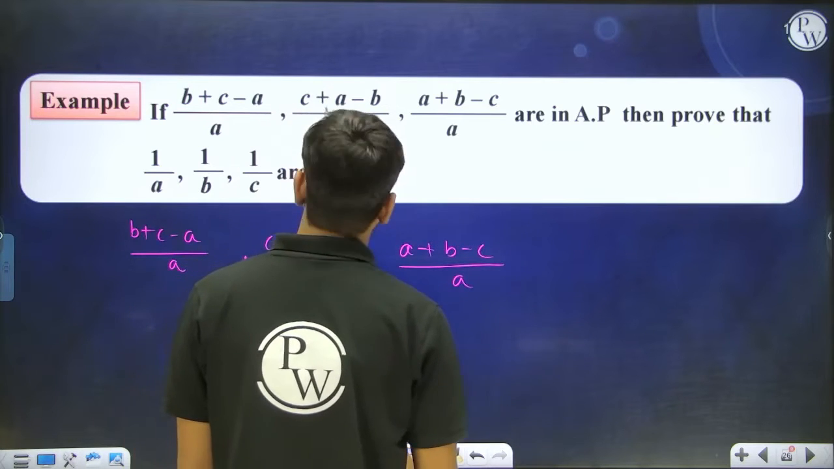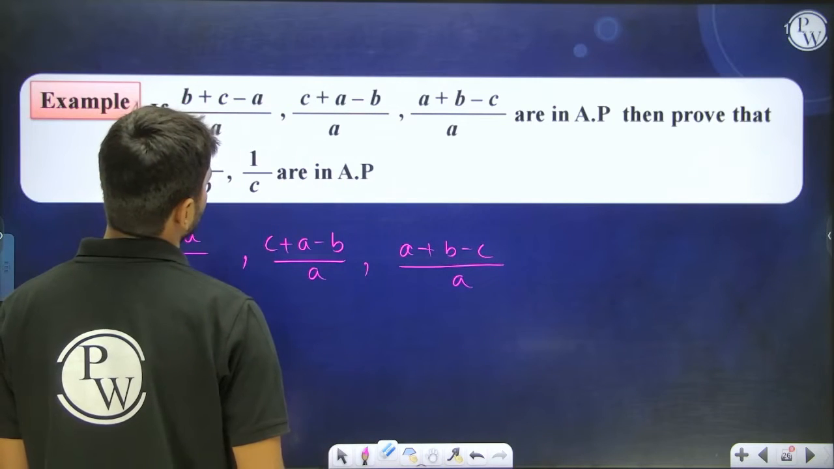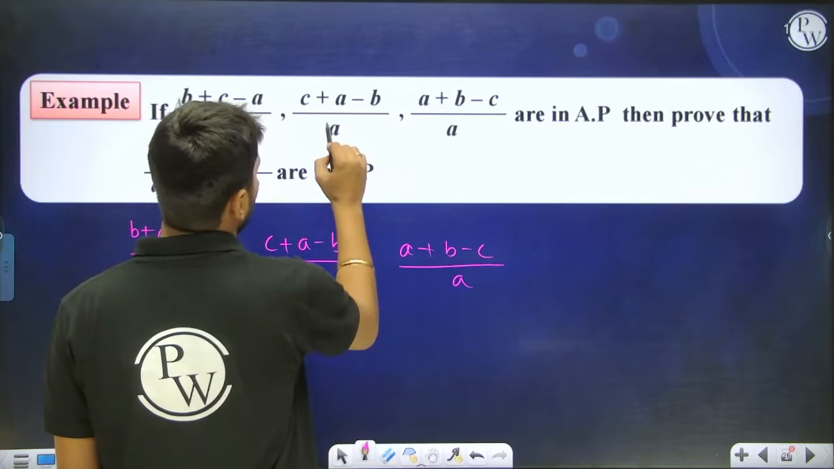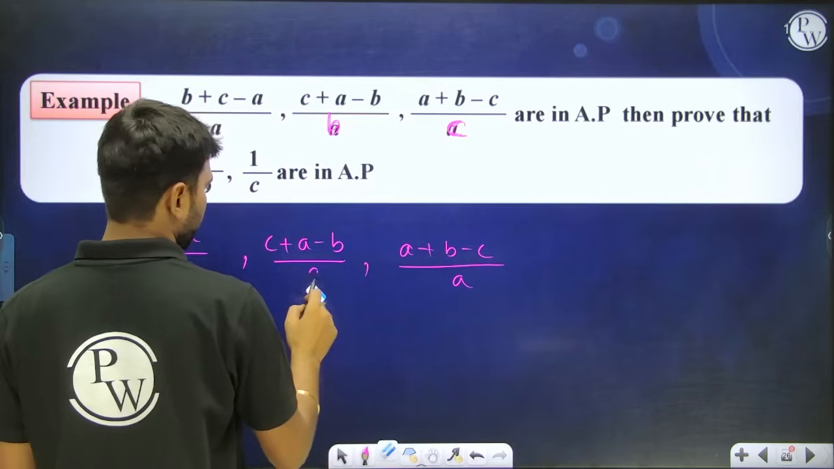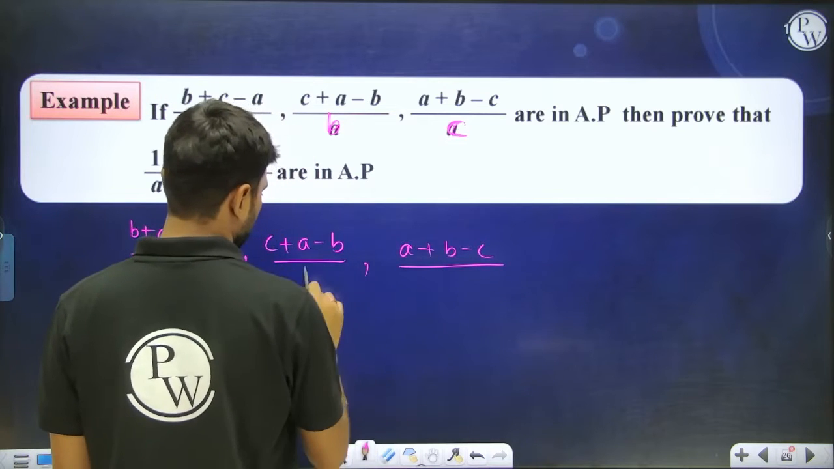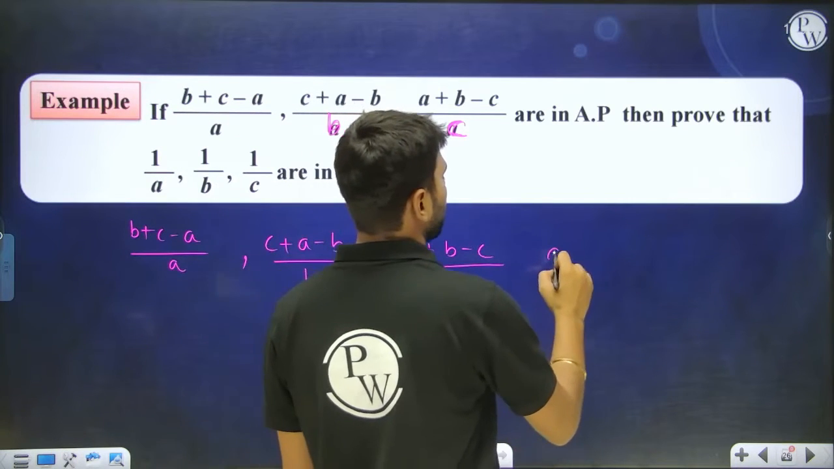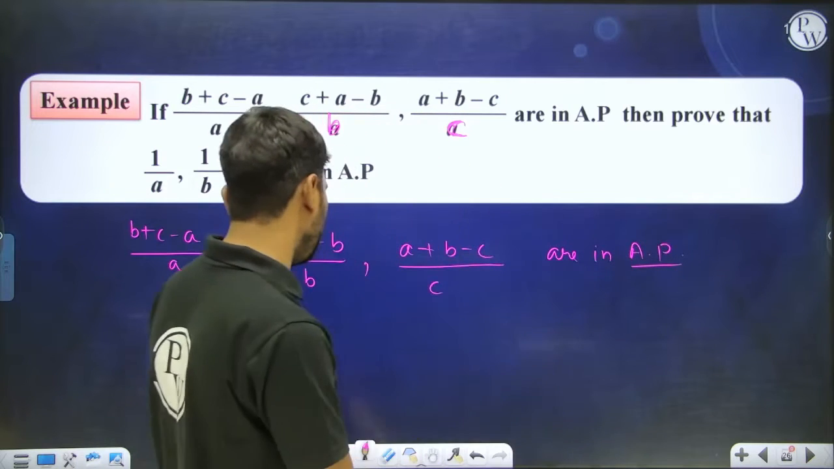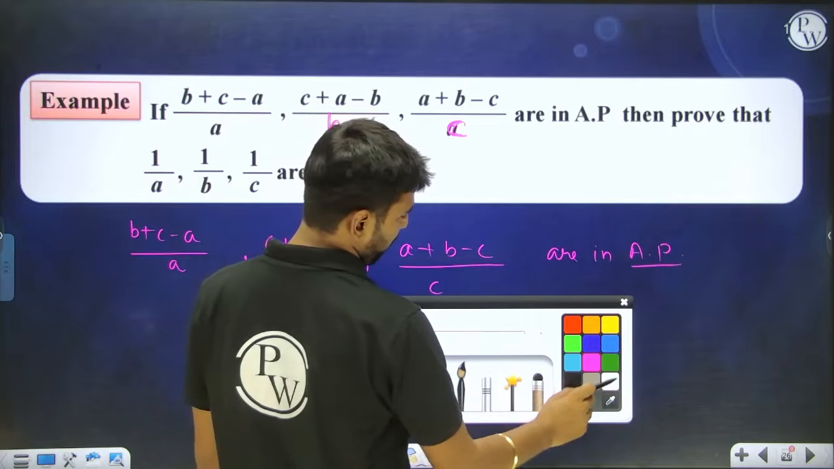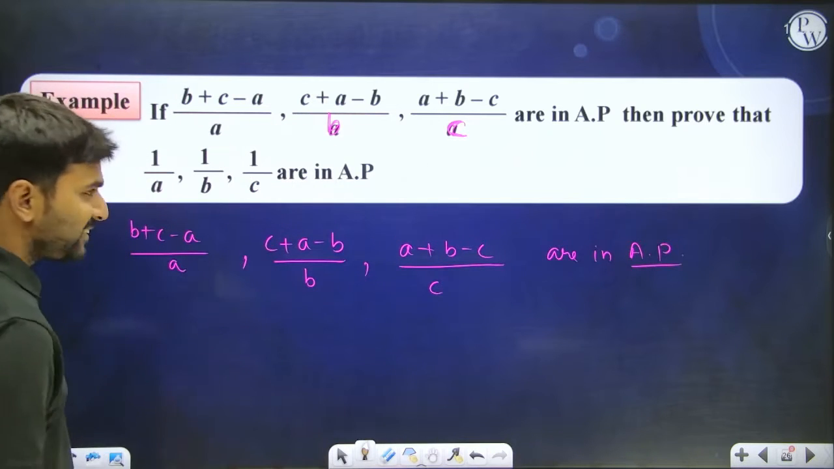Okay, this is some typing error over here. Over here it should be B, and over here it should be C. Okay. So if these three terms are given to you in an AP, then the question is asking you about 1 by A, 1 by B and 1 by C. Okay, understand, there is a pattern.